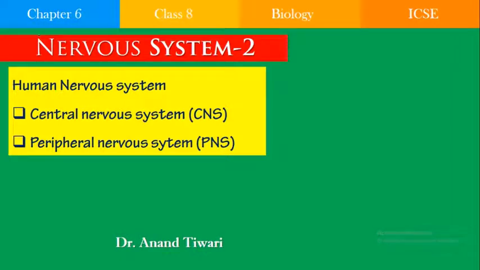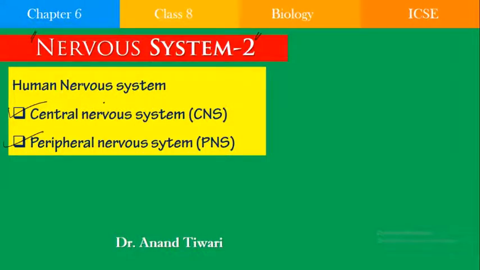Hello students. In the previous lecture, we discussed the nervous system, particularly what a neuron or nerve cell is, what the structure of a neuron is, and what the types of neurons are: sensory neurons, motor neurons, relay neurons. In today's lecture, we will be covering the human nervous system, the central nervous system and the peripheral nervous system.